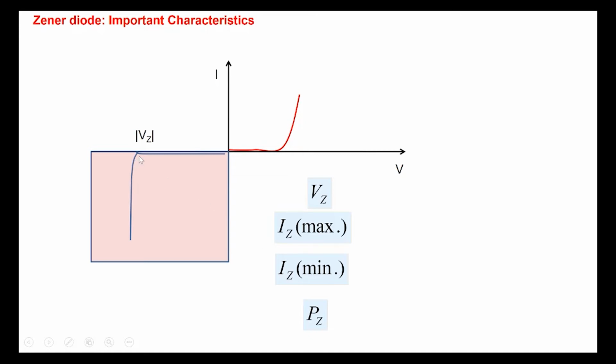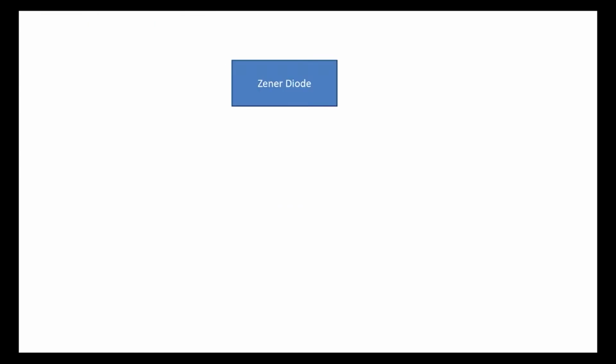So you have to be away from this knee region here, so that you are in the steep region here, because we are trying to take advantage of the fact that this region is a constant voltage drop. So we don't want to be very close to this particular value here. So there is a minimum Zener current. IZ minimum is also an issue that we should be aware of.